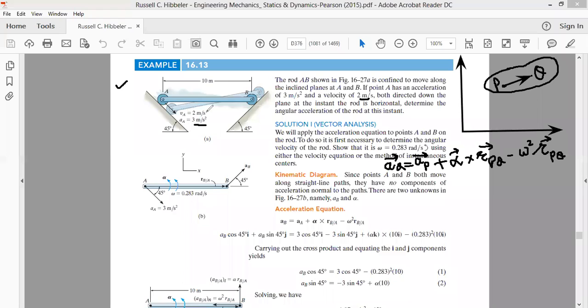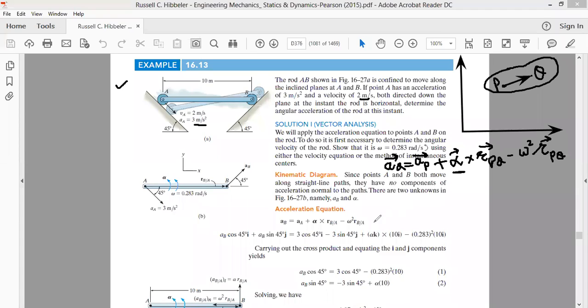The directions are given to us. This V_A acts in this direction and A_A is also given. The direction of velocity of point A and acceleration of point A is given. Determine the angular acceleration of the rod at this instant. Now we have to say how much is the angular acceleration of this rod, that is, we have to find the value of alpha for this rod.